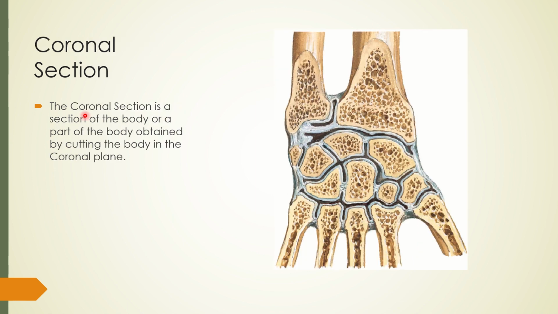Coronal section. The coronal section is a section of the body or a part of the body obtained by cutting the body in the coronal plane. Here we can see a coronal section of our hand. Here are the bones of the forearm, the carpals and the metacarpals, associated joints, the associated ligaments and connective tissues. And here is the coronal section.